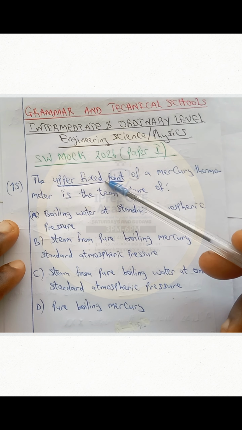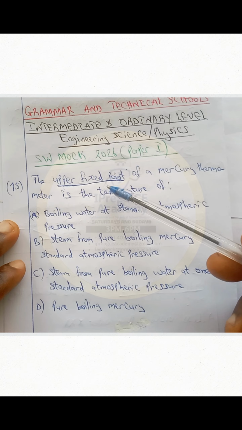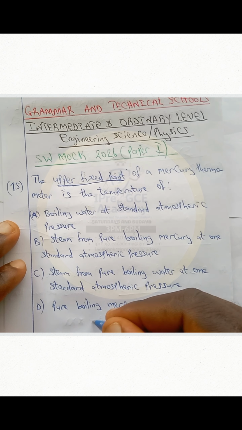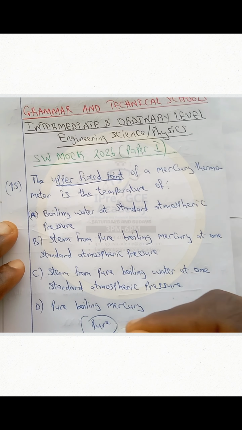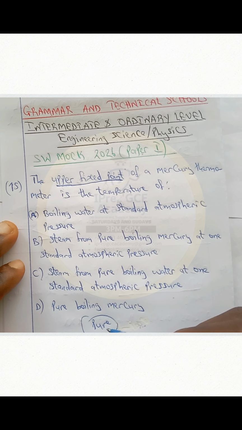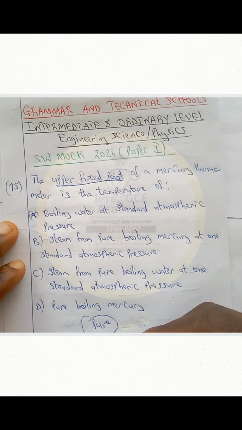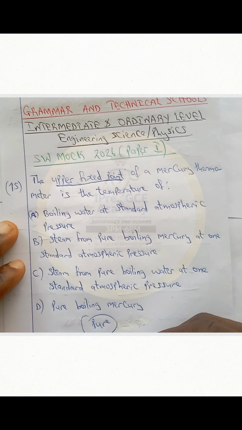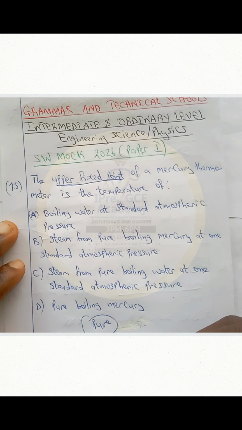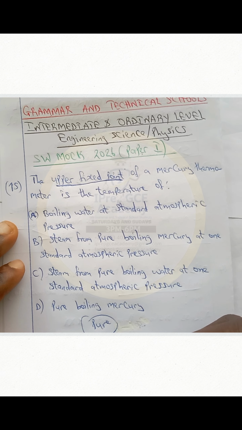Well, it is the temperature of steam from pure boiling water. Take note of the word pure. Why do we talk about pure? You see, if we have impurities in water, like salt, and the water begins to boil, the water may no longer boil at 100 degrees Celsius. The water may boil at, say, 100.5 degrees Celsius. Impurities may change or slightly increase the boiling point of water or any other substance.